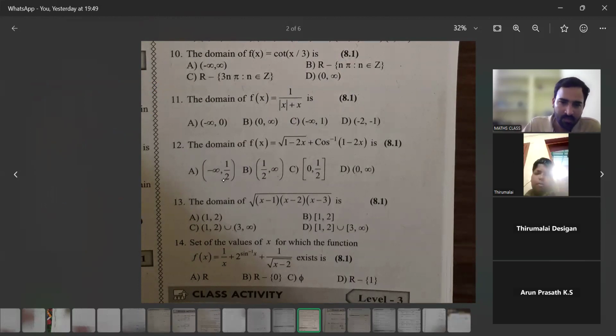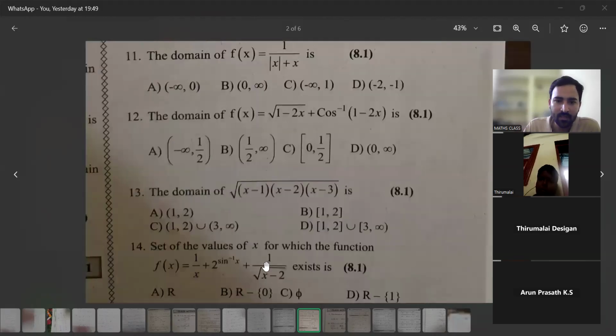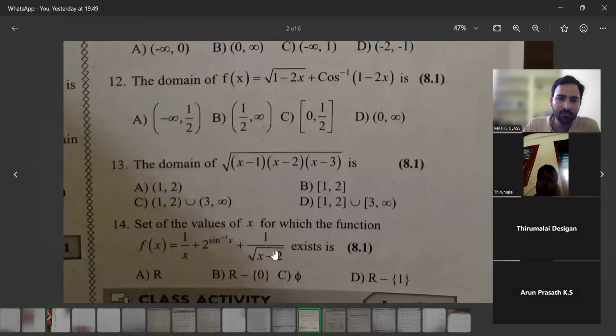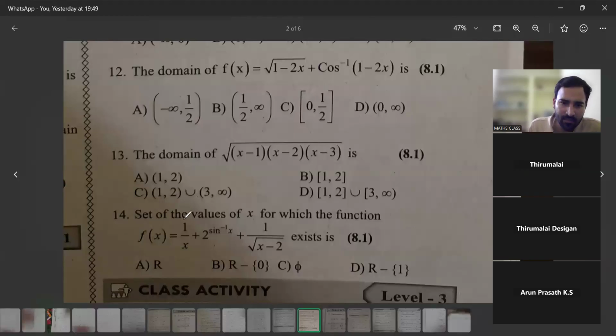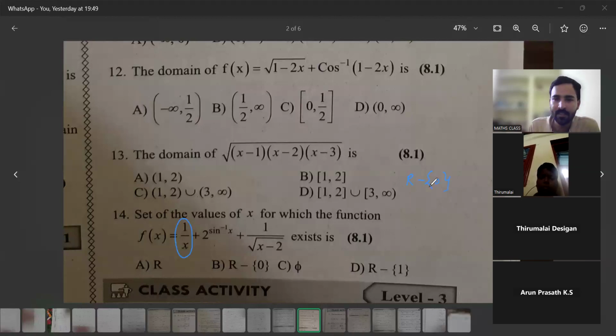First of all, this 1 upon x will be defined for real numbers except 0. So the domain of this expression is real numbers minus 0. At x equals to 0, 1 upon x becomes undefined, so 0 is not included in the domain.